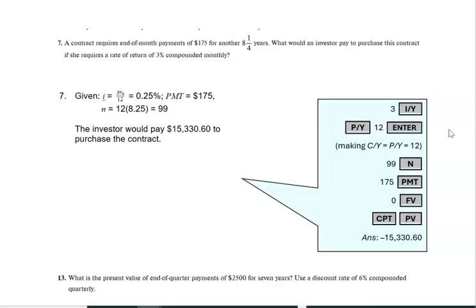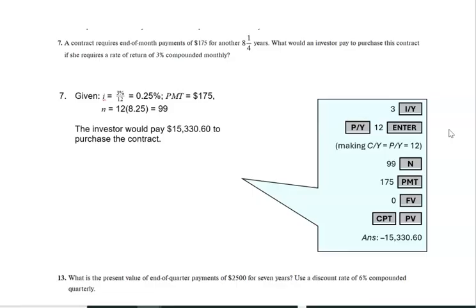Okay, so what have we got? We know that it's end of month, so therefore it's 12 times. So if we want to figure out our N, it's going to be 12 multiplied by 8.25, so our N equals 99. We know that our payment is $175. We know that our IY is 3. And we know that our payments per year and our compounding per year is 12. Okay, so we want to make sure that our PY and our CY are equal at 12.